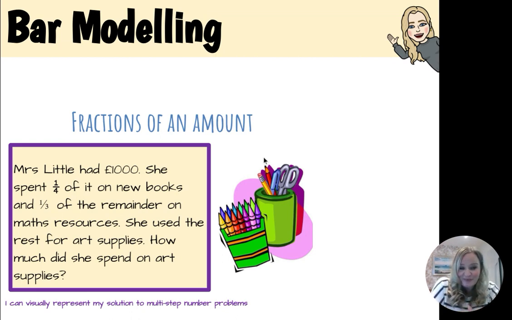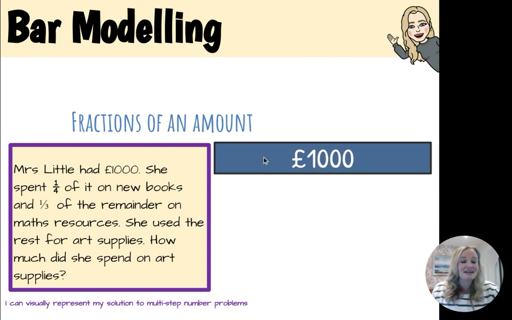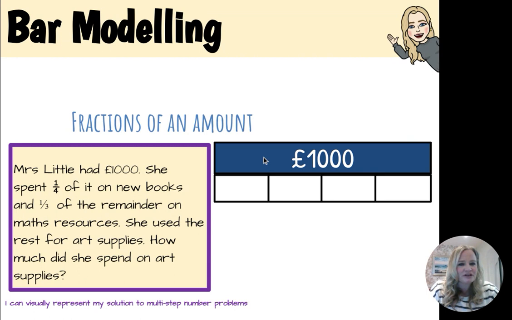So you know what I'm going to say, bar model is a great way of breaking down that word problem into manageable steps. So let's have a look at how that would look as a bar model, breaking down each step as we go. So Mrs. Little has £1,000. That's our whole amount. So we write that at the top of our bar model. She spent a quarter of it on new books. So let's split that into quarters. So half of the 1,000 would be 500. So half again, 250. I've spent that on new books.